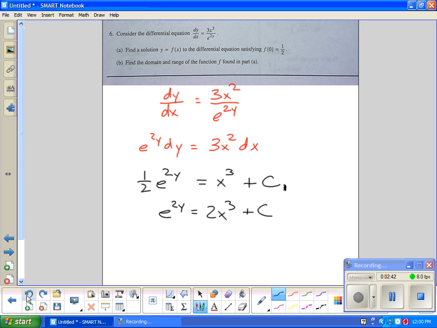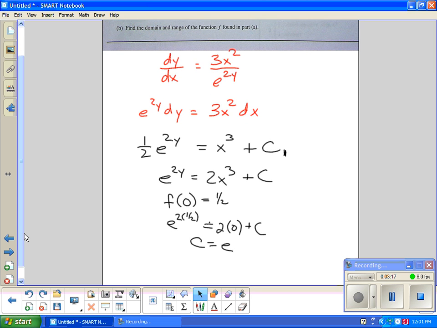Well, I have the initial condition. We know when x is 0, what's y? 1/2. Let's plug that in. e to the 2 times a half equals 2 times 0 plus c. So guess what? c is what? c is e to the 1, or c is e. All right. So there we go. We just found the constant. And if you had the half, you'd get e over 2. But either way, you're going to get that.